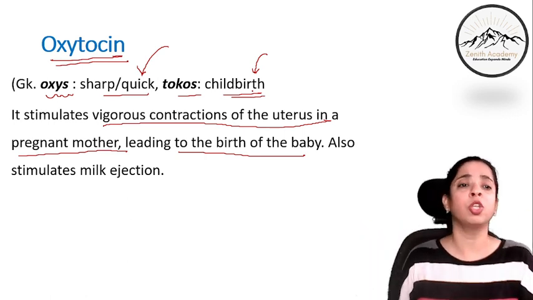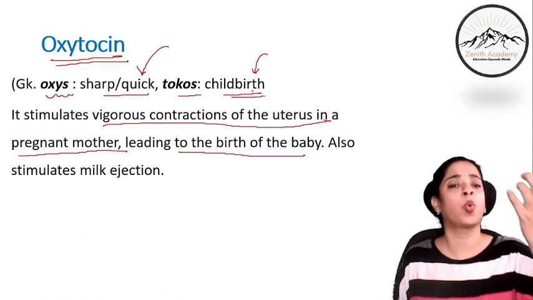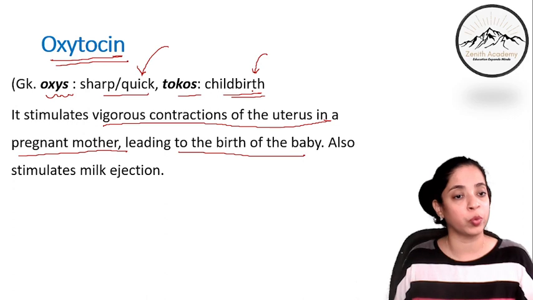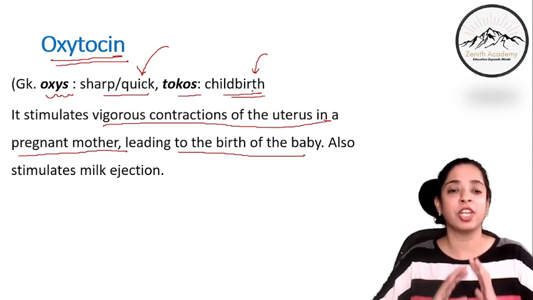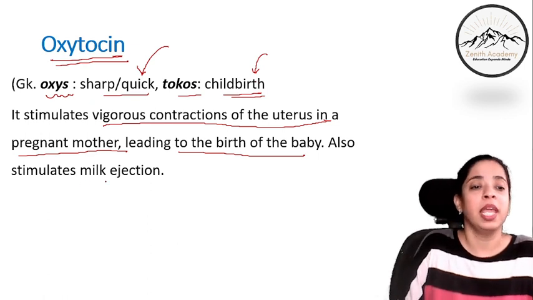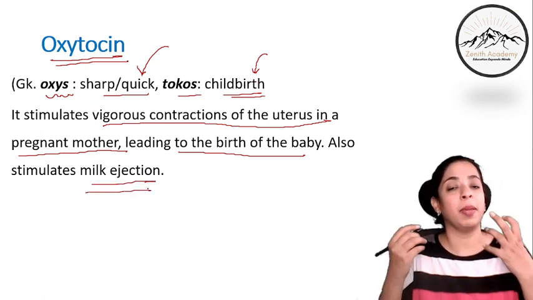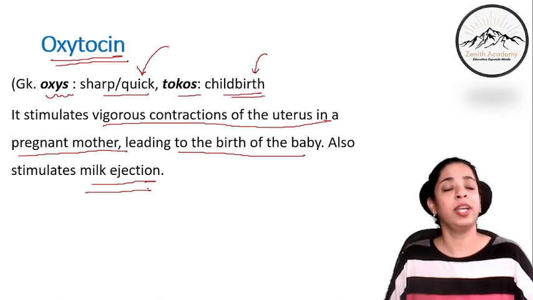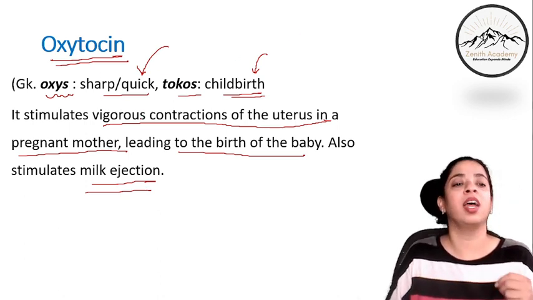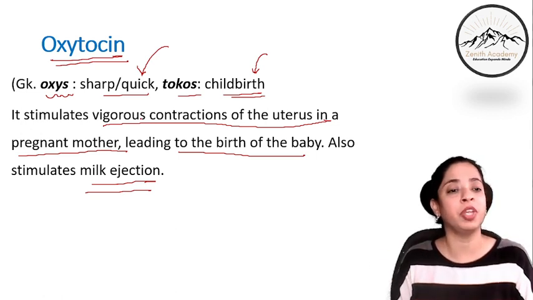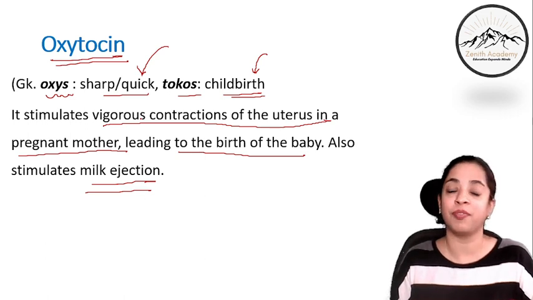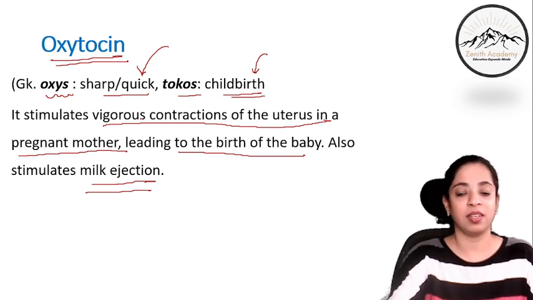So what does oxytocin do? As the name suggests, quick childbirth. It stimulates the vigorous contractions of the uterus in the pregnant mother, which leads to the birth of the baby. It also helps in ejection of milk once the baby is out of the womb. So it does two functions. Quick childbirth, that is, it stimulates vigorous contractions of the uterus, and after the baby is born, it stimulates the milk ejection from the breasts as well, right?